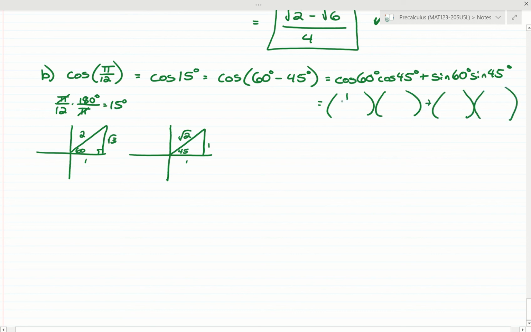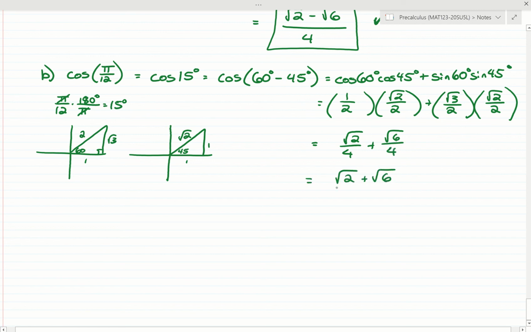Cosine of 60 would be 1/2. Cosine of 45 would be 1 over root 2. We've already talked about that rationalizes to root 2 over 2. Sine of 60 is root 3 over 2. Sine of 45 is 1 over root 2, which we rationalize, and we get root 2 over 4 plus root 6 over 4, giving us root 2 plus root 6 all over 4. Similar to what we got in the last example, but in this case we have a plus sign.